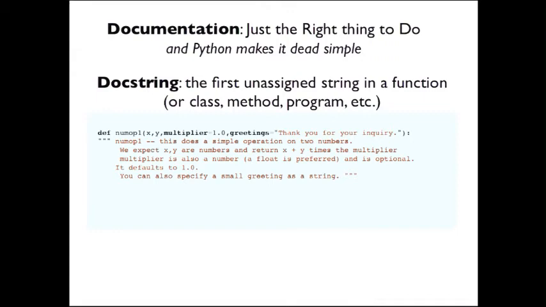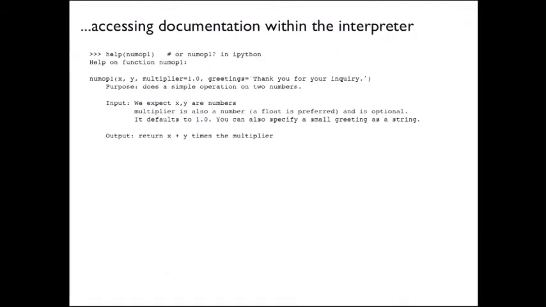I just basically created some string inside of this function. So here's my function, and now I can say help, parentheses, numop1. And what you see is, or numop1 question mark if you're doing what I just did in IPython.